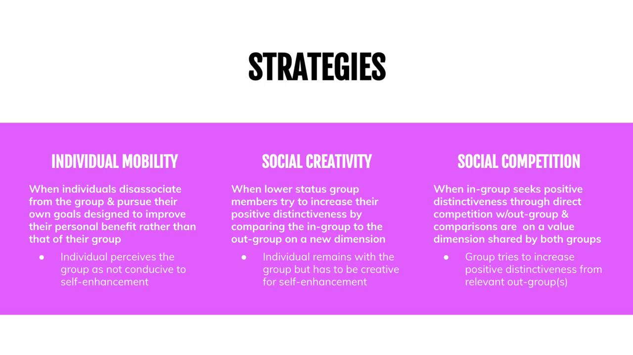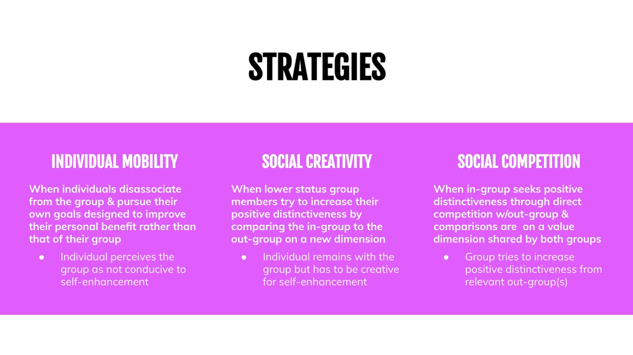And then finally, social competition, which tends to be the one that is focused on the most, though I think the other two honestly are just as, if not more, interesting. Maybe it's just because there isn't a big focus on individual mobility and social creativity strategies. But social competition is when an in group seeks positive distinctiveness through direct competition with the out group, and comparisons are on a dimension shared by both groups.